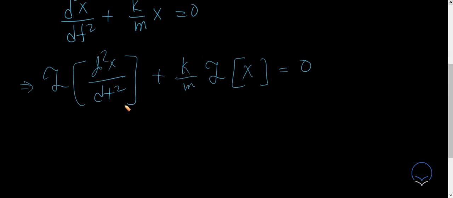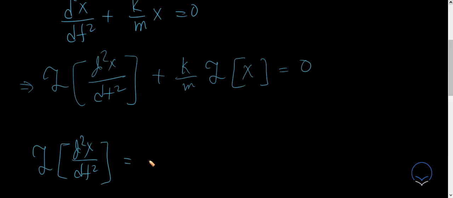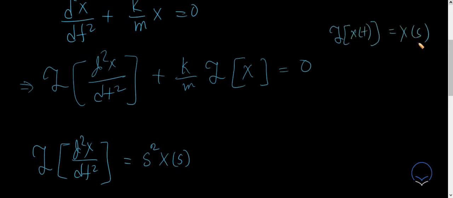So this is a second order derivative, right? And the second order derivative will look something like this. This will be simply s squared x of s, where x of s is the Laplace transformation of x. Okay, so this is what I mean by x of s.